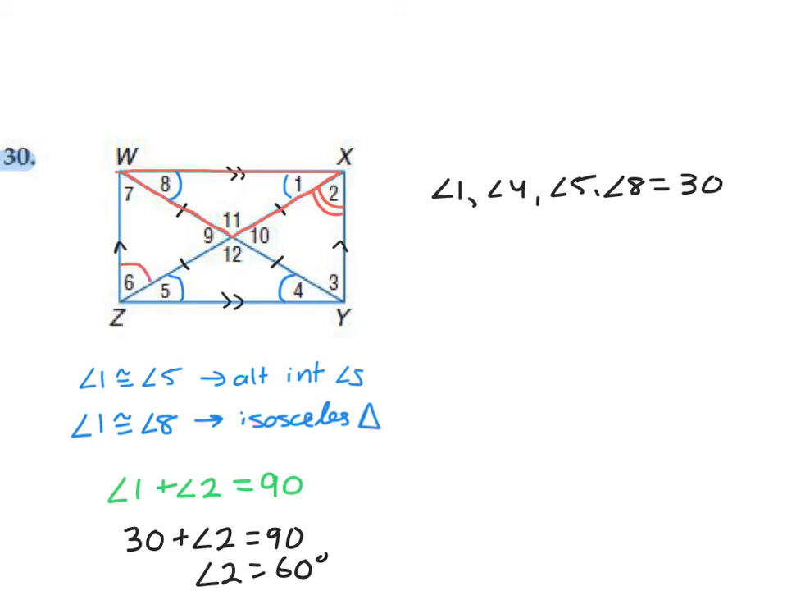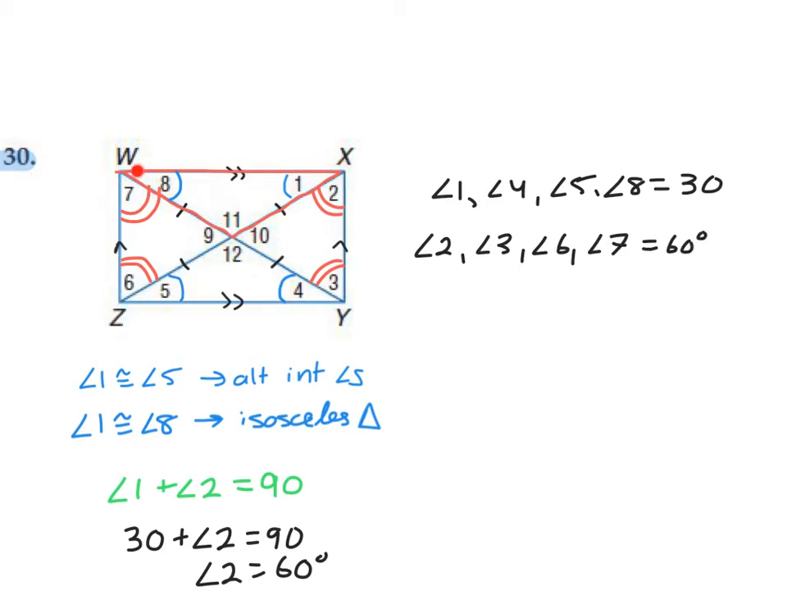Angle 2 is congruent to angle 6 because they're alternate interior. Angle 2 is congruent to angle 3 because this is an isosceles triangle. And angle 6 is congruent to angle 7 because that's an isosceles triangle. So all 4 of those angles in red are equal to 60 degrees. So angle 2, angle 3, angle 6, and angle 7 are equal to 60. Now from here, we just need to find those angles in the middle.